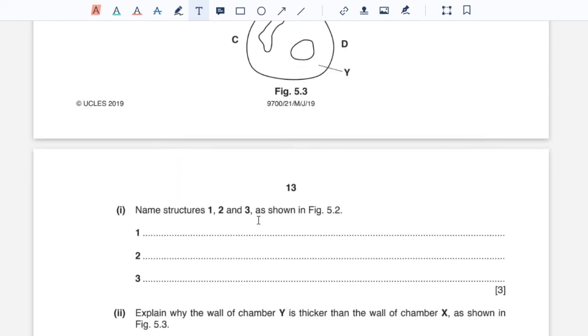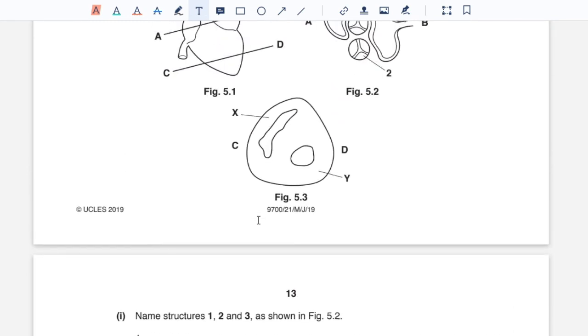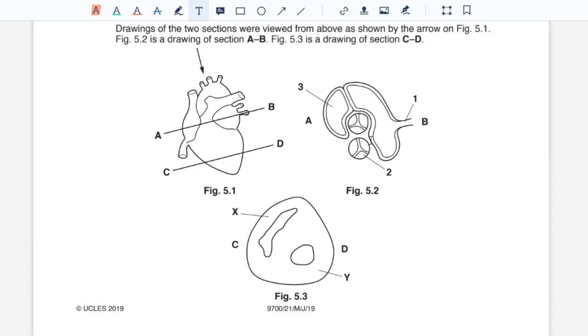Name structures 1, 2 and 3 shown in figure 5.2. So 1 over here is this vessel over here, since it's next to B, and since it is below the pulmonary artery over here, this vessel would be pulmonary vein. 2 is a semilunar valve, since those are the valves between ventricles and arteries, and 3 is the right atrium, since it's just above the vena cava over here, so it's present on the top right corner of the heart.